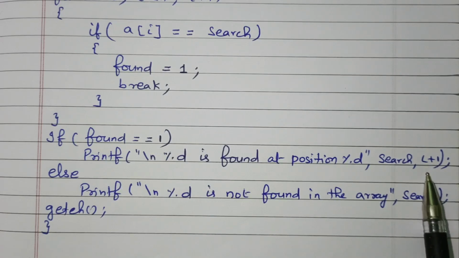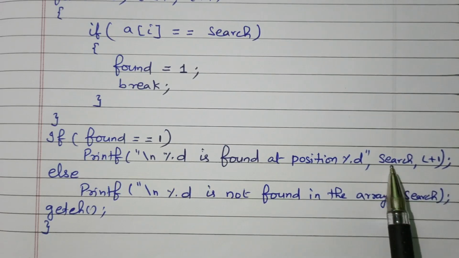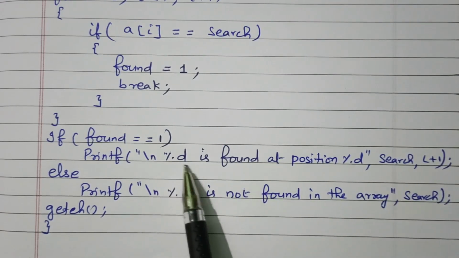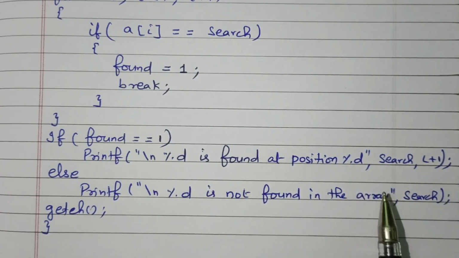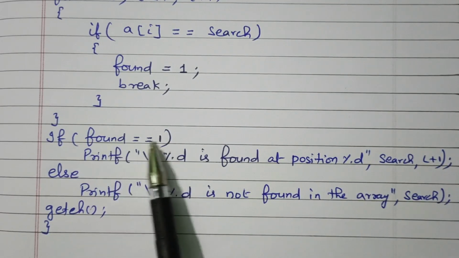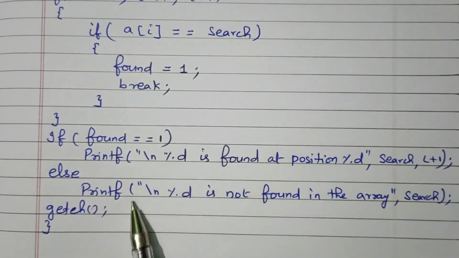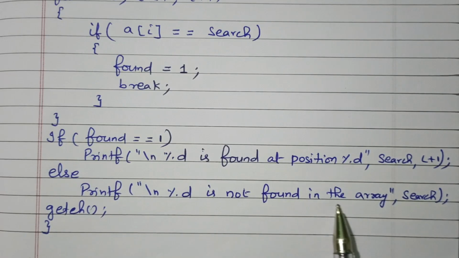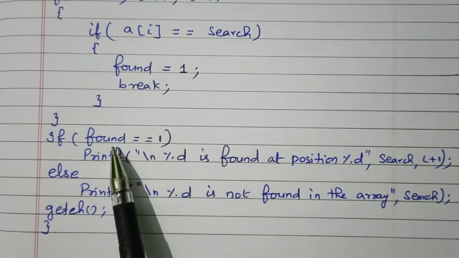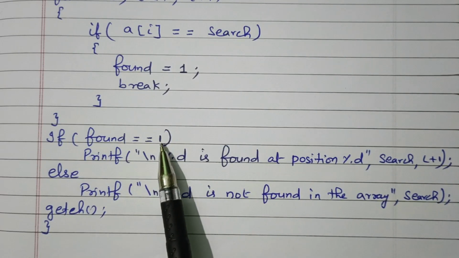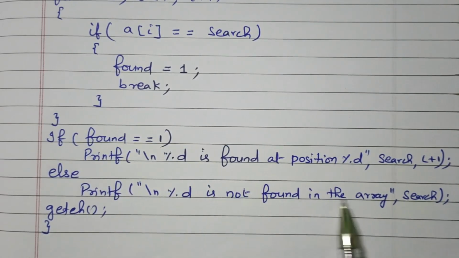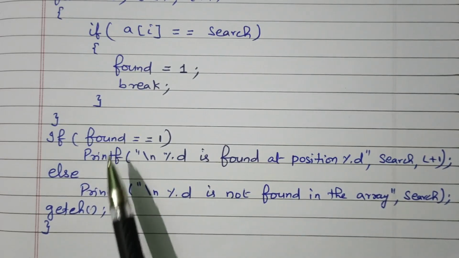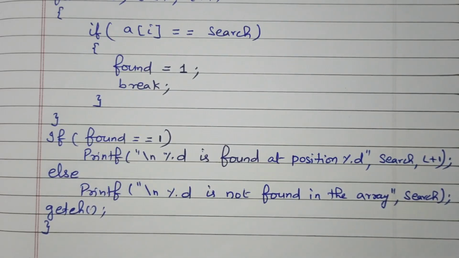I of 3 means the fourth element. I of 4 means the fifth element. We need to add 1. So the position at which the number is found is also given by I plus 1. Else, suppose found is not equal to 1, then printf "%d is not found in the array". So by checking the found variable, found is 1 means available, found is 0 means not available. By checking this found variable, we can easily identify.